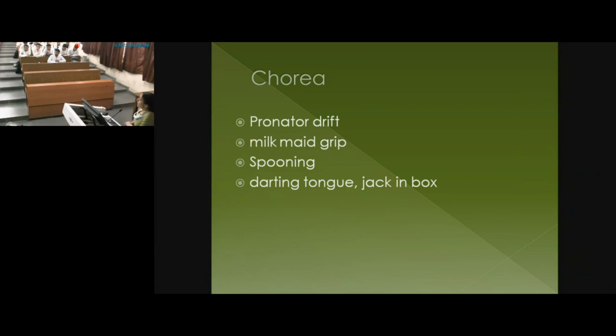Then if you tell them to protrude their tongue, you find the jack-in-the-box phenomenon. That means the child takes out his tongue and then suddenly pulls it back. You've seen a jack-in-the-box? Pull out the clown, it suddenly comes out. So the child takes out his tongue and then pulls it in. That is called jack-in-the-box. So you have the pronator sign, when you tell them to put their hands like this, there will be pronation. You find medial deviation like this. This is called spooning. You find milkmaid grip and the jack-in-the-box phenomenon of the tongue.